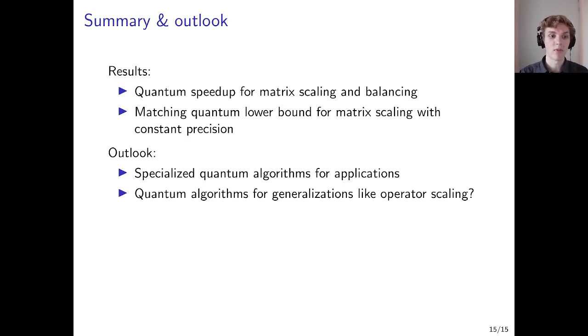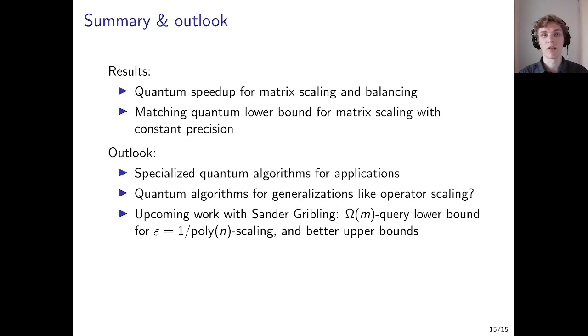And lastly, on the side of improving these results, we have an upcoming work with Sander Gribling, where we show that a query lower bound of omega m should hold in the 1 over poly n scaling regime, and we've also proved some better upper bounds.